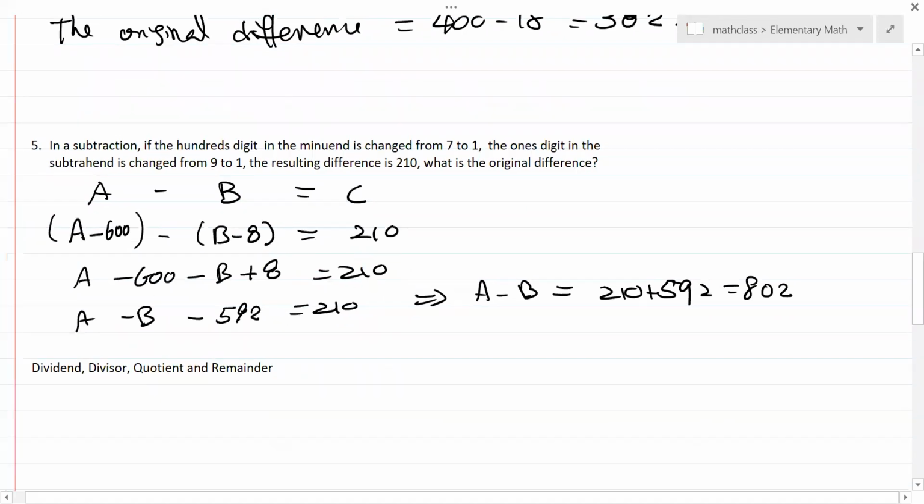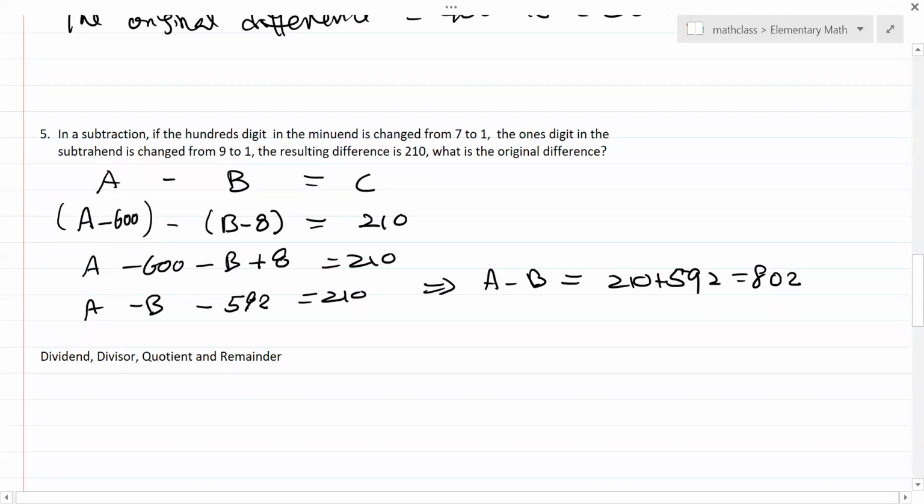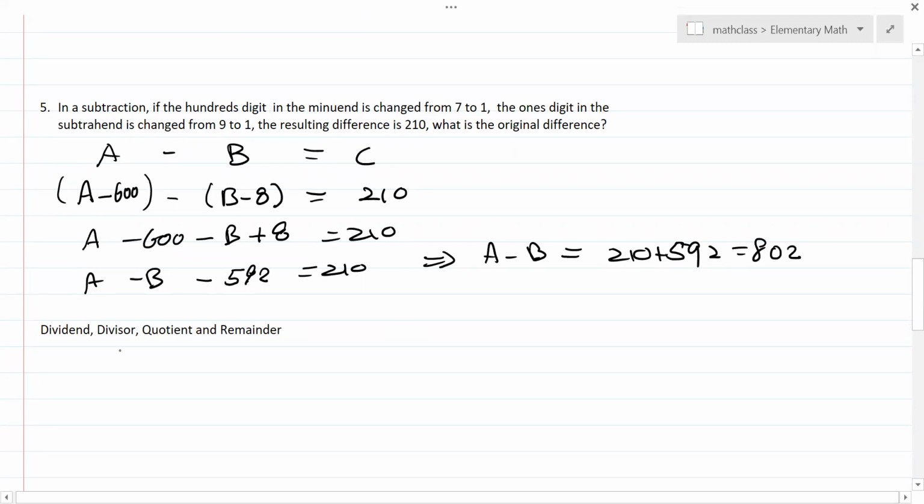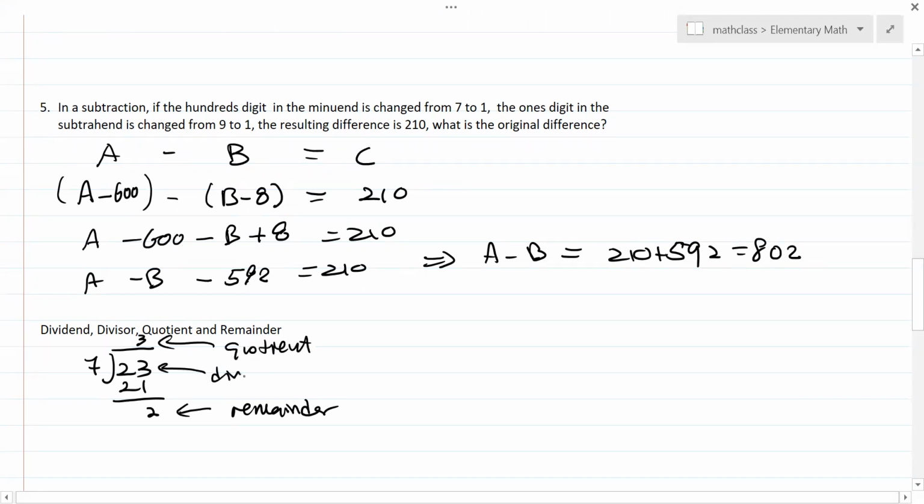Now, let's have a quick review about dividend, divisor, quotient, and remainder, okay? So if you divide 23 by 7, then 7 is the divisor, and 23 is called the dividend. And then 3 times 7 is 21, you get 2 left. So this is called the remainder. This is called the quotient. This is called the dividend. This is called the divisor. So we also have these names.